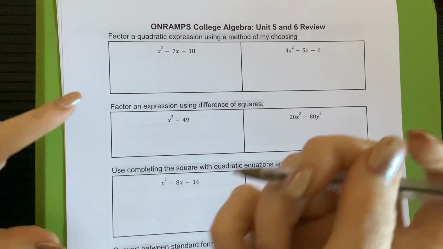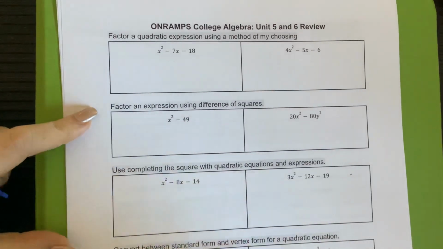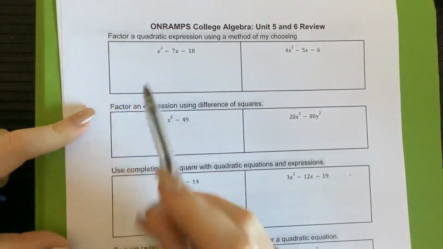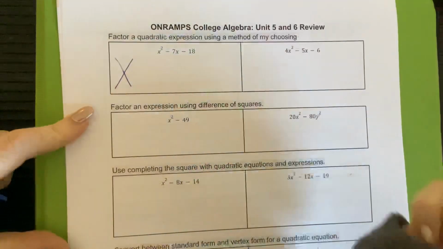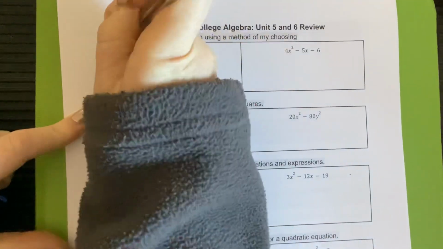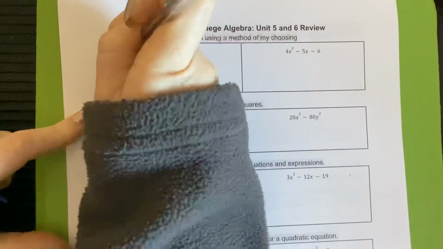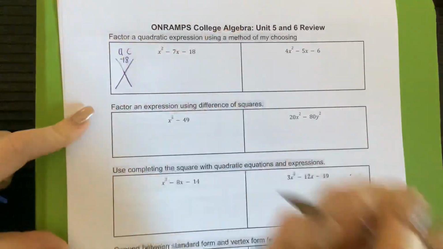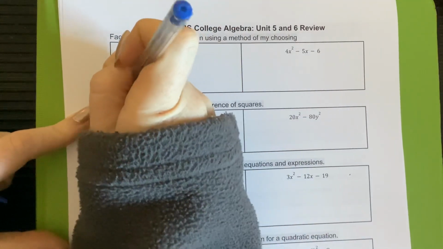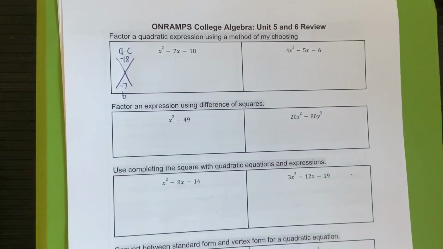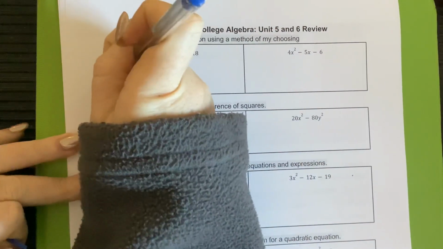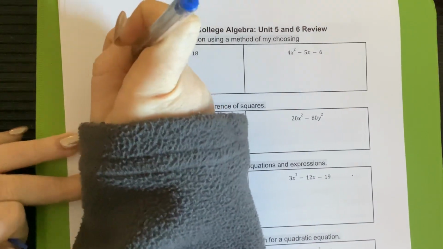So we're always going to see if we can factor out a GCF first. We can't in this problem, so we're going to go straight into here. We know the top is going to be A times C, which is just going to be negative 18, and the bottom is always going to be our B value, which is negative 7. So we need numbers that multiply to give you negative 18, but add to give you negative 7. Those numbers are going to be negative 9 and positive 2.